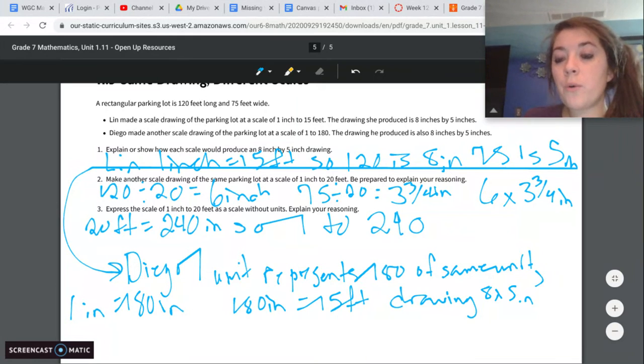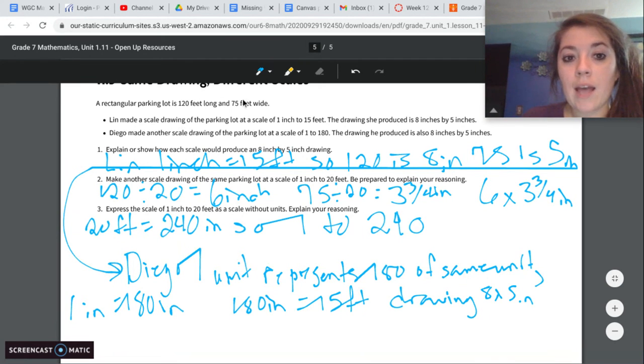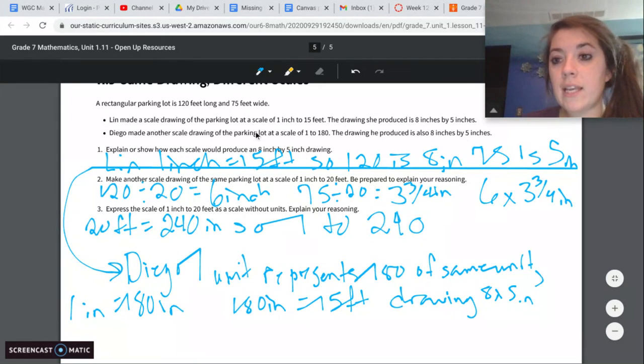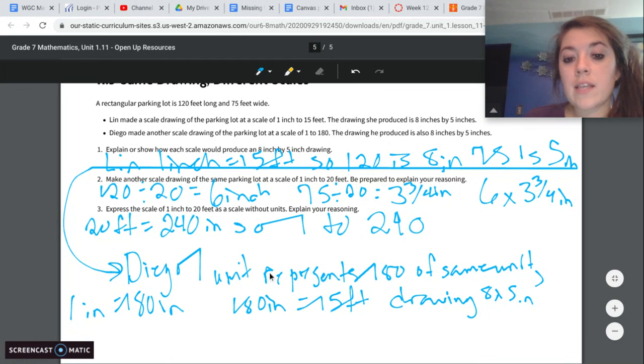When we do it with no units, that has to mean that both parts of our scale are representing the same kind of unit. And as we're dealing with feet and inches, in this case, we just make it all about the inches. Okay? So that's what you guys are looking at today. It's going to be all about scales, going between different kinds of scales, and scales without units, and knowing how to do those, okay?